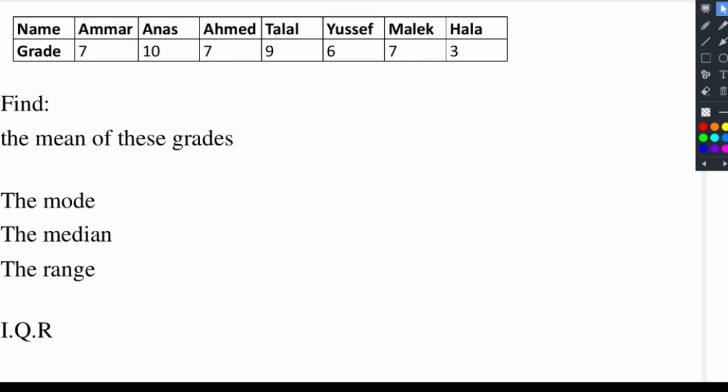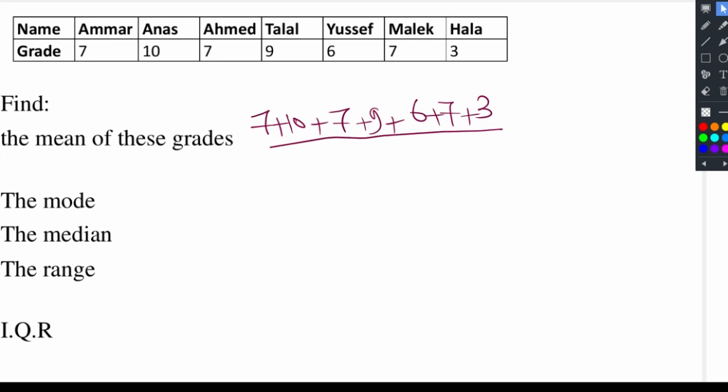Ready? The mean: summation over their numbers, divided by their numbers. 7 plus 10 plus 7 plus 9 plus 6 plus 7 plus 3 divided by how many values? They are 7. 7 plus 10, 17. 7 plus 9, 16. 7 plus 6, 13. 17 plus 16, 33. 33 plus 13, 46. 46 plus 3 is 49. Divided by 7 will be 7.